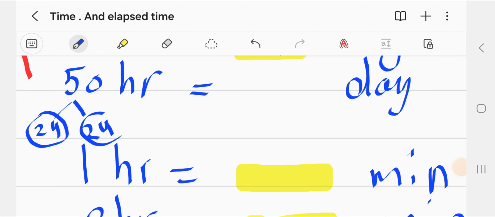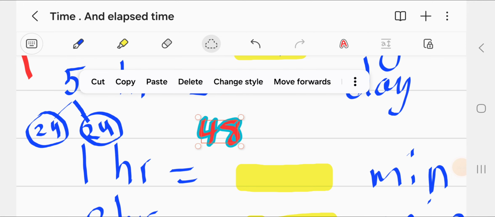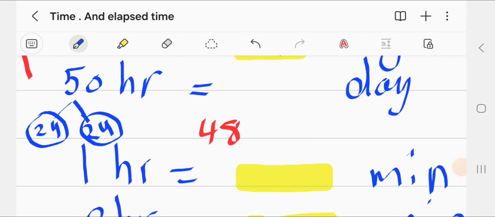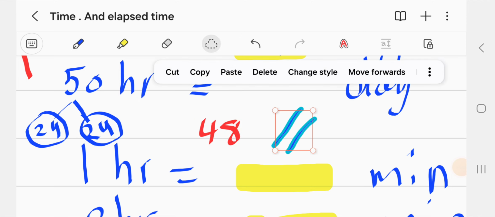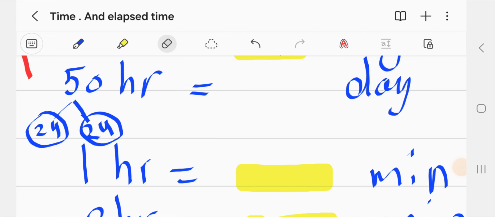Now you can add it in your mind, 24 plus 24. It becomes 48. Great job. So 48, I need to count after 48 to reach 50. After 48, 49, 50. So I have an extra 2 hours. So come here and write extra 2 hours.